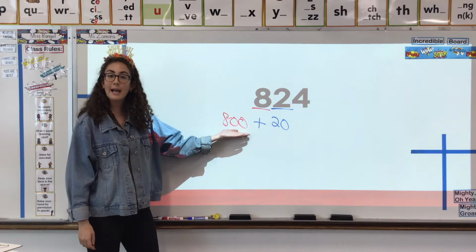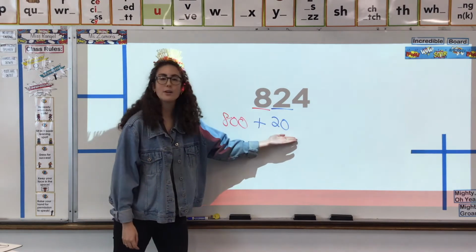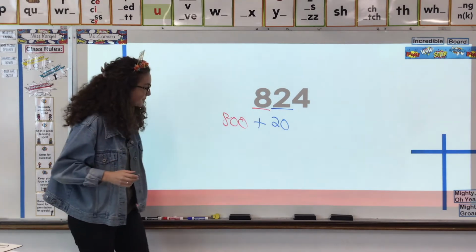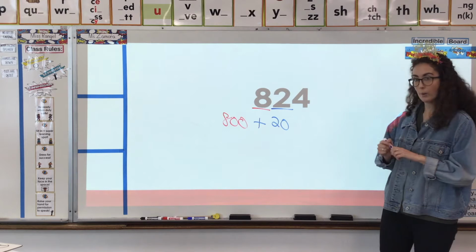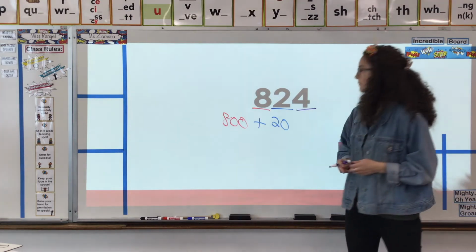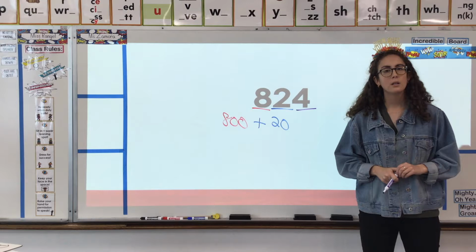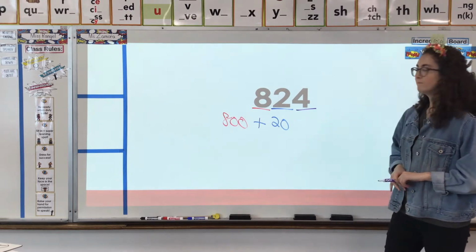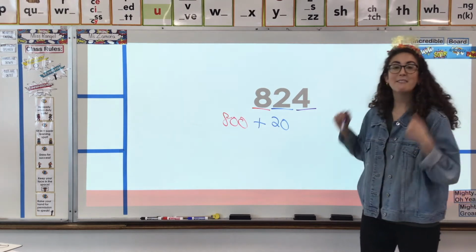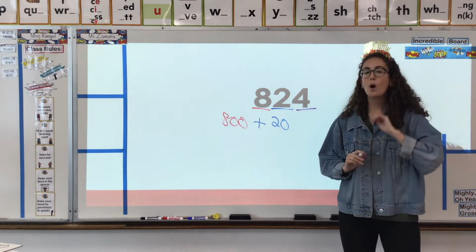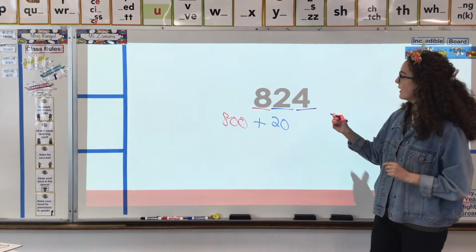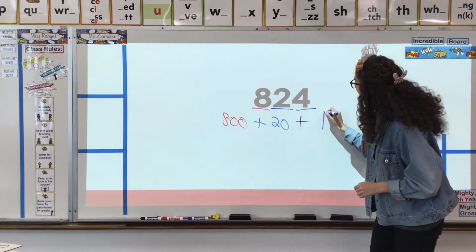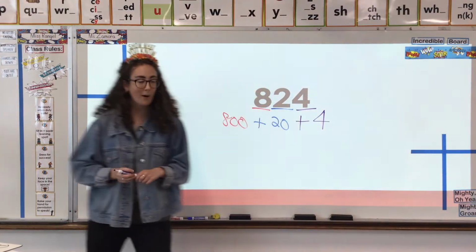So we're taking our 800 and you're going to add 20 to it as we expand this number. Okay, last but not least, what about this 4? What place is the 4 in? It's in the ones place. And what is the value of 4 ones? The value of 4 ones. 4 exactly. It's just 4.